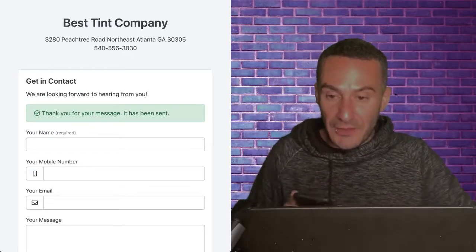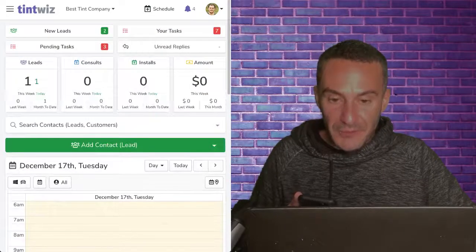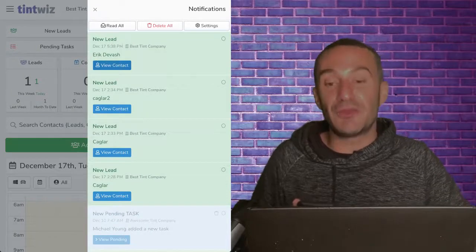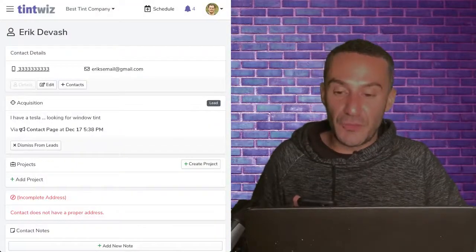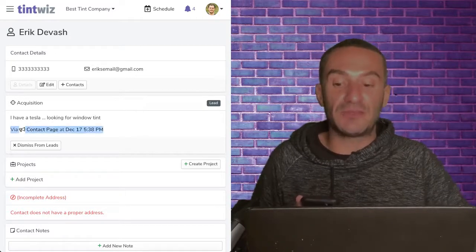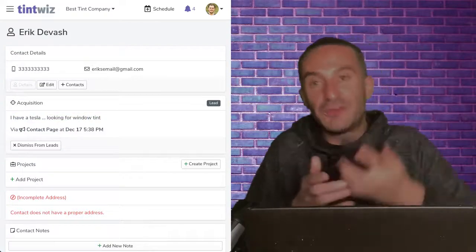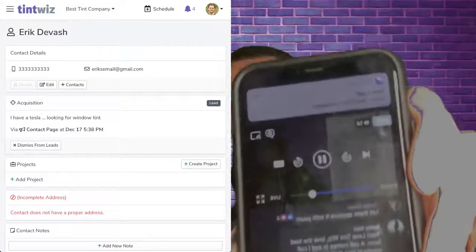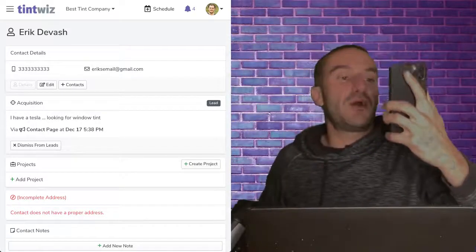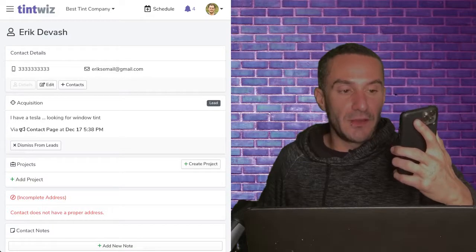And then from there in the app, you're also going to get a little notification up here, and you can see that Eric put a new lead in here. And then from there, you can just hit view contact, and you can see my phone number, my email, how it was acquired, when it was acquired, via the contact page, the date, time, and then what the person was looking for. And now you can see I just got another one. So you can see these notifications come up as you all use that form that is now in the comments.